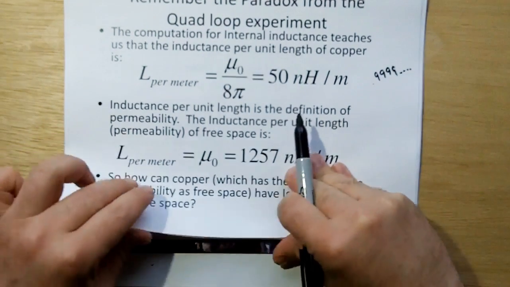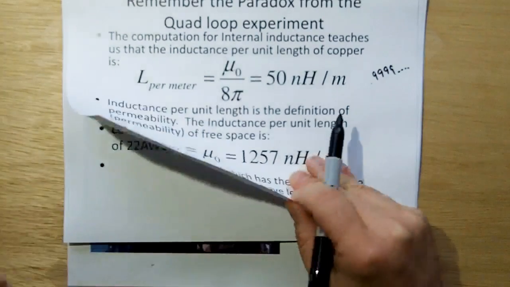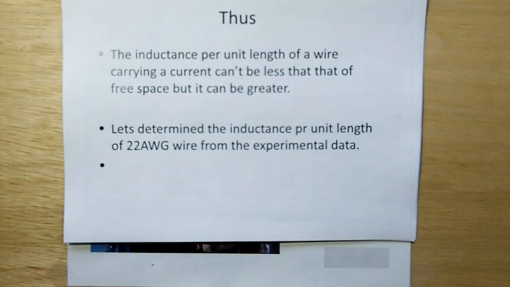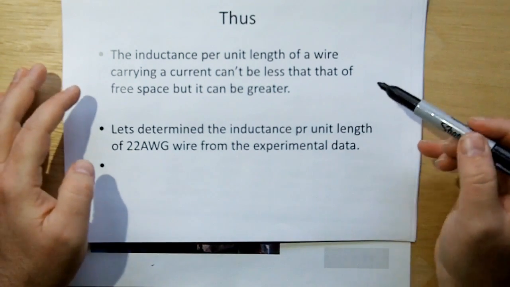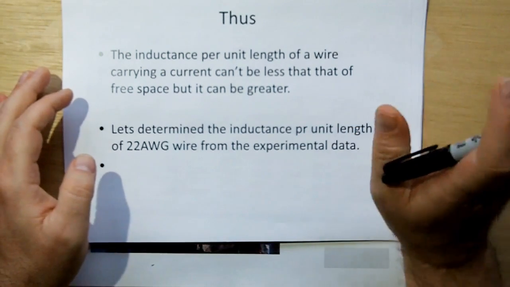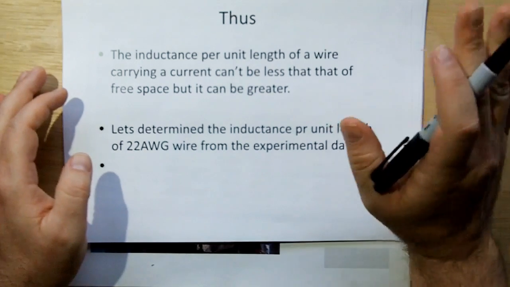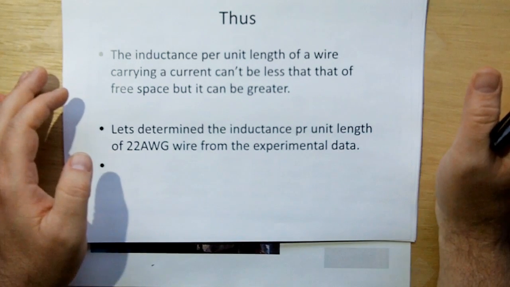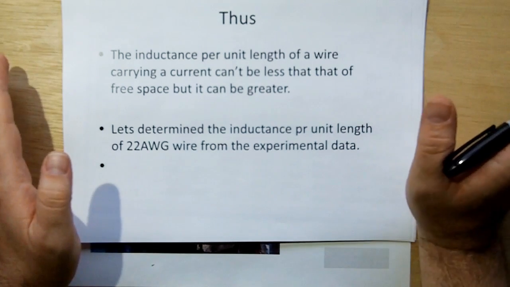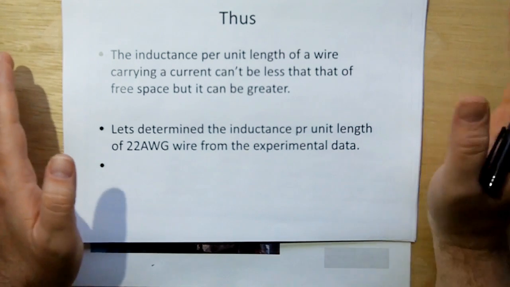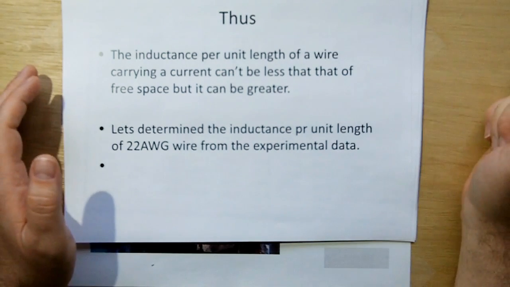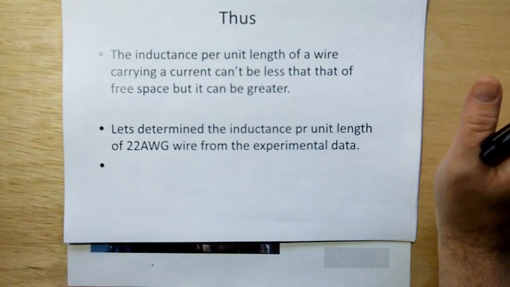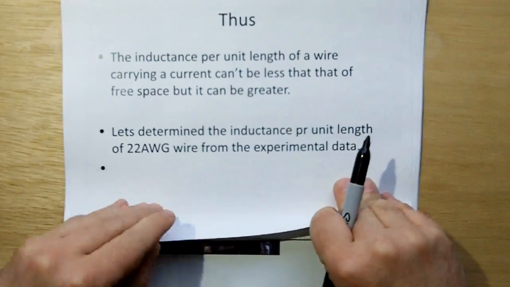So what we're going to do now, let's see what the experimental data tells us. Okay, the inductance per unit length of wire can't be less than that of free space, but it can be greater. I forgot to mention that in the previous video. There's a lot of materials out there that have greater relative permeability than free space. But other than superconductors, none have less, unless it's like copper or one of those other metals that was very, very slightly less.